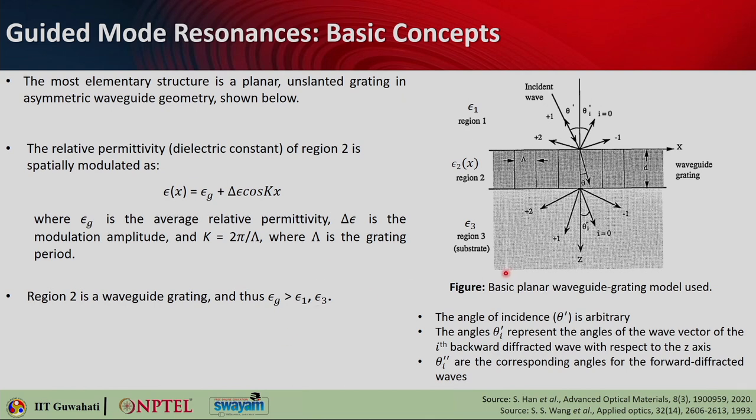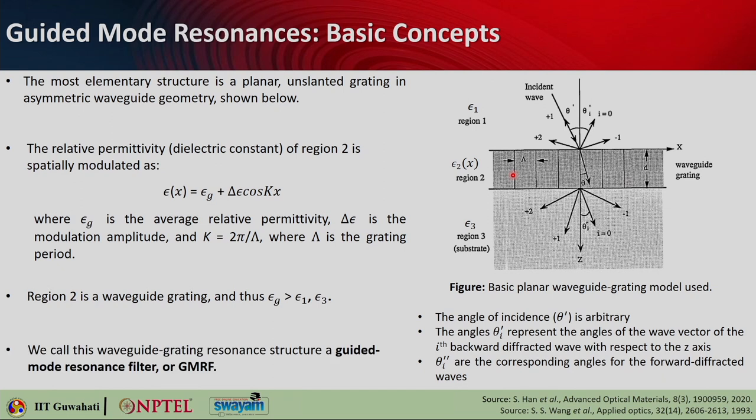Now we understand that the waveguide grating should have a permittivity which is larger than both epsilon 1 and epsilon 3. So this is where the waveguide grating is. This is also called a guided mode resonance filter, or GMRF.